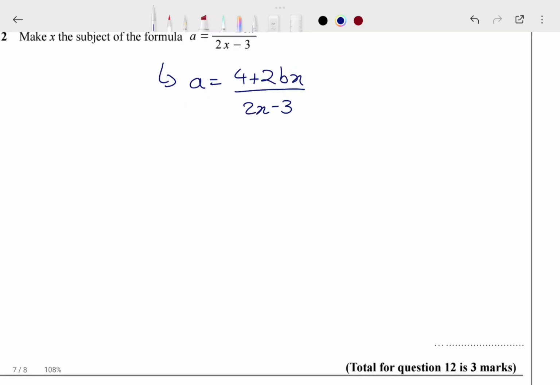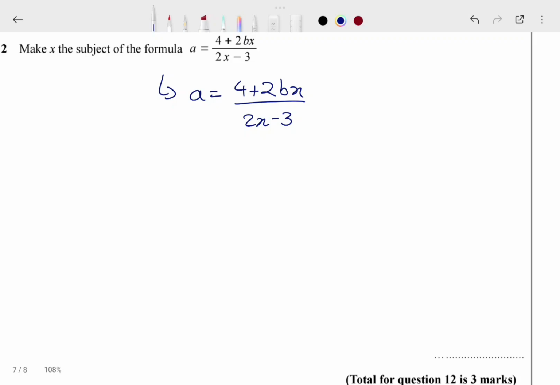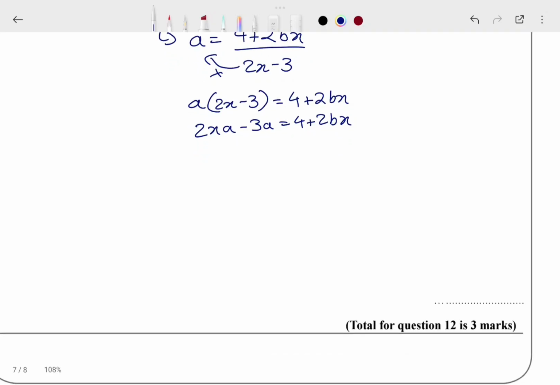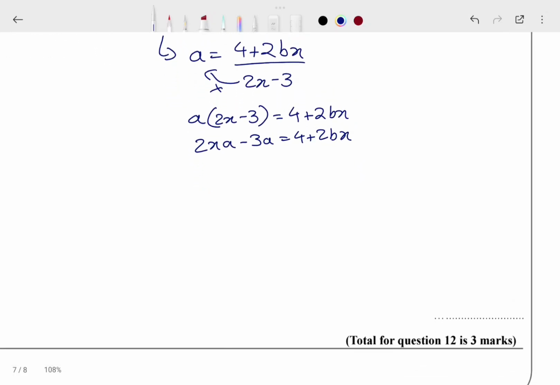Then we have to multiply this with this: a(2x minus 3) is equal to 4 plus 2bx. The denominator will multiply with this thing. Then we have to expand it: 2xa minus 3a is equal to 4 plus 2bx. Then this 2xa, as you see, we can take a common, what we want in terms of x.